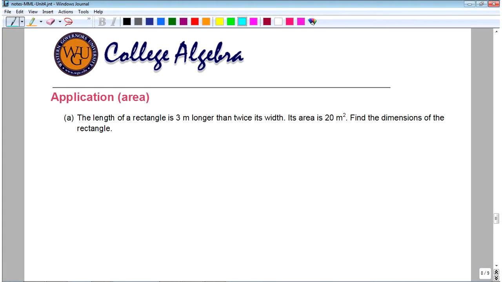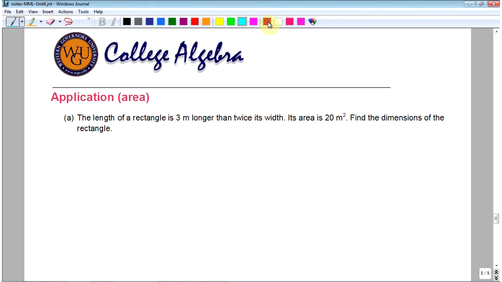Hi, this is Calandra. In this video, we'll cover an application that deals with area. In our first example, we have the length of a rectangle is 3 meters longer than twice its width. Its area is 20 square meters. Find the dimensions of the rectangle.